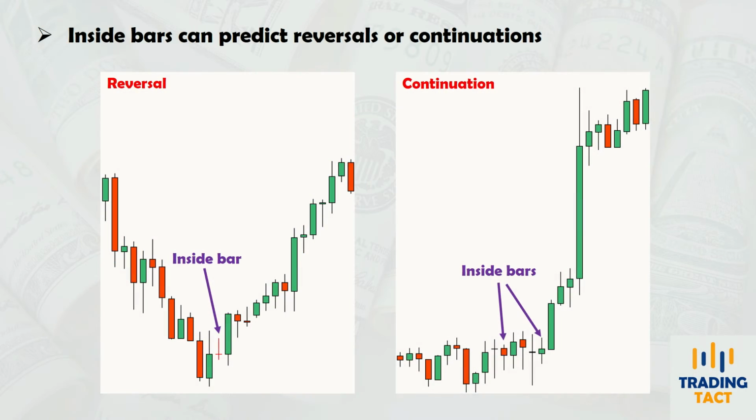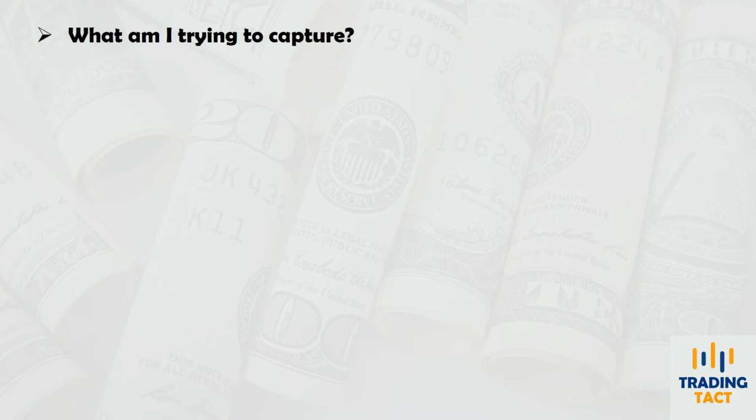Depending on the context in which they appear, inside bars can be used to predict trend reversals and continuations. I'll focus on trend continuations in this case. Before I program any strategy, I think of what market phenomenon I'm trying to capture. Here's the sequence of events I'm looking for.